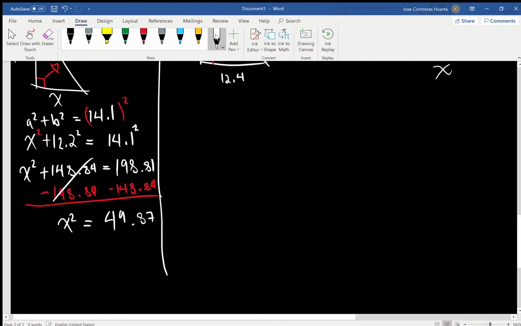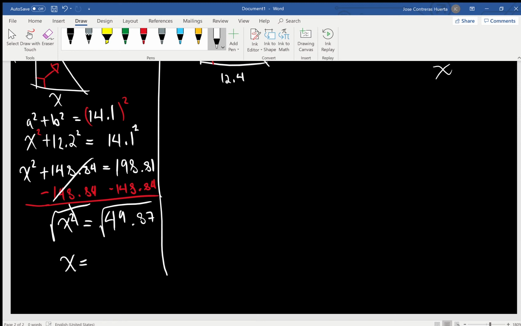I still have to get rid of the 2 that I have here. So you have to use inverse operations. Inverse operations means an operation such that I can get rid of the square. The opposite of squaring a number is taking the square root. So we have to take the square root from both sides. These two cancel out. So x is equal to the square root of 49.87, which should be something close to 7. But let's go ahead and do it in our calculator.